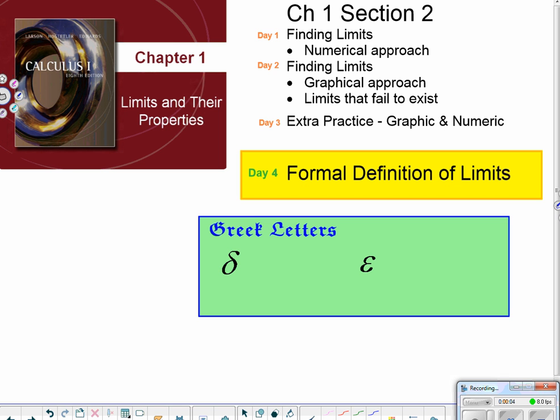Chapter 1, Section 2, working on the formal definition of limits. And we are going to be working with two Greek letters. This is lowercase delta and lowercase epsilon. So it's kind of nice to know what the Greek name is for those.